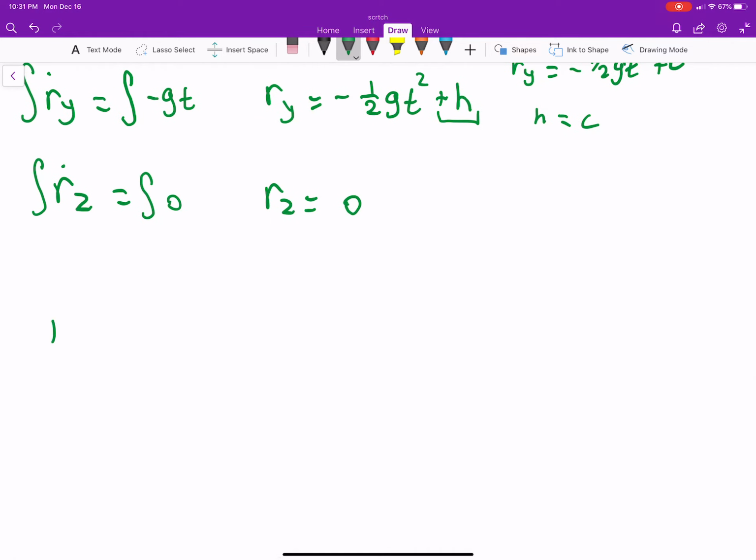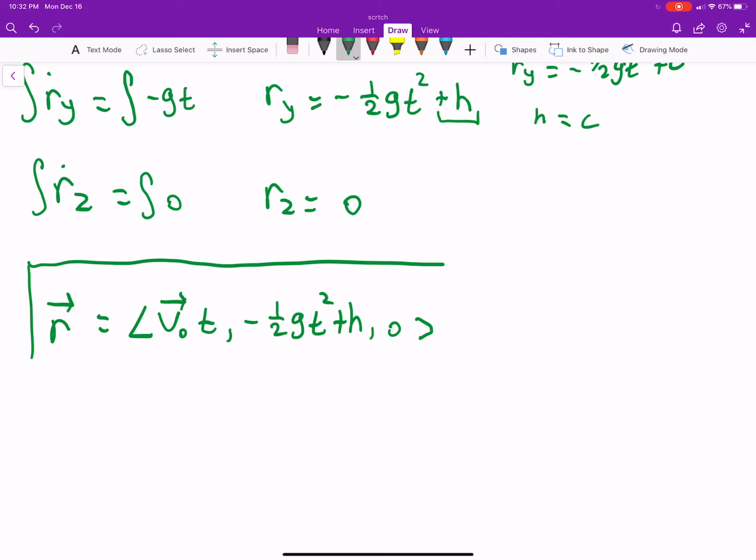So our position function, r, is equal to our x, which we said was v naught t, our y, which is minus 1/2 gt squared plus h, and then 0 for the z direction. There you go. So that's our position.